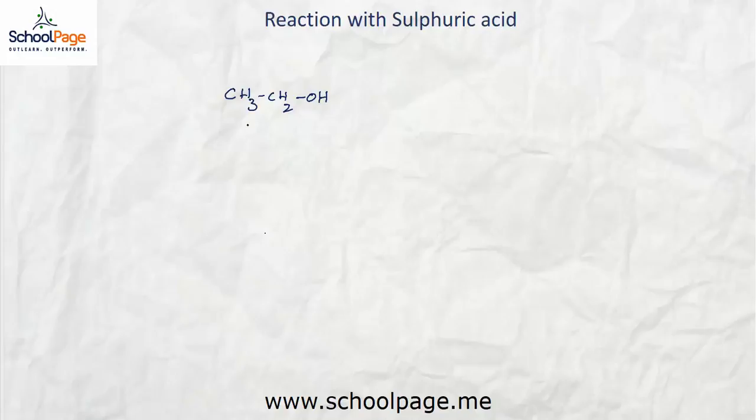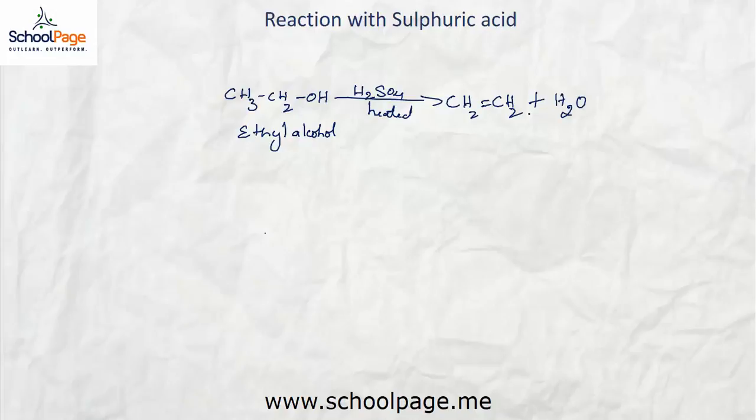CH3CH2OH, which is nothing but ethyl alcohol, is reacted with sulfuric acid H2SO4 and heated. The resulting product will be ethene, which is CH2 double bond CH2, and water, which is H2O.